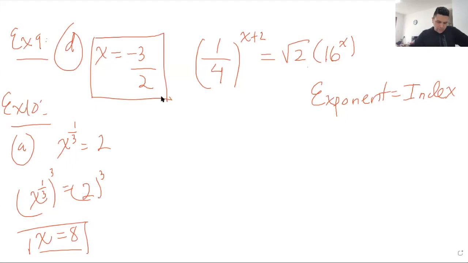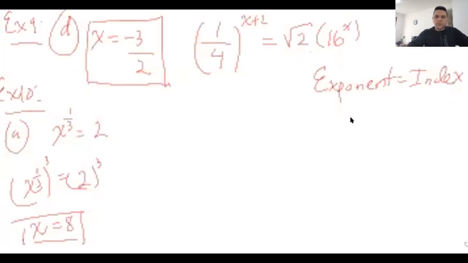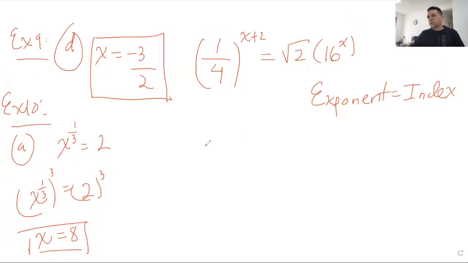Okay, B, we only have a few more. We've got 2 more examples and then we finish this lecture. And then our next lecture is going to be quadratic equations, okay? So B says x to the negative 2/3 equals 16.